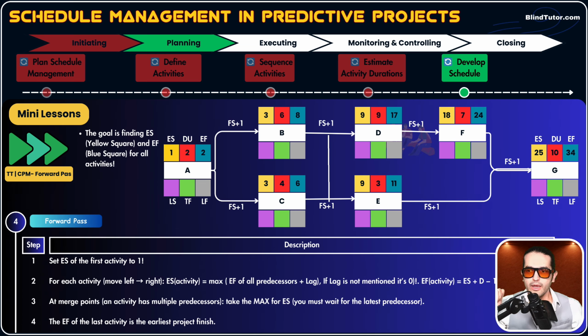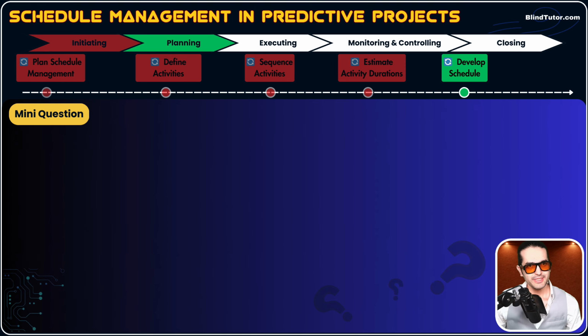Awesome. Now let's have one mini question and then cover backward pass to calculate LF and LS, which are the two remaining squares, and we have TF also. Let's get it done. Let's get into our mini question.